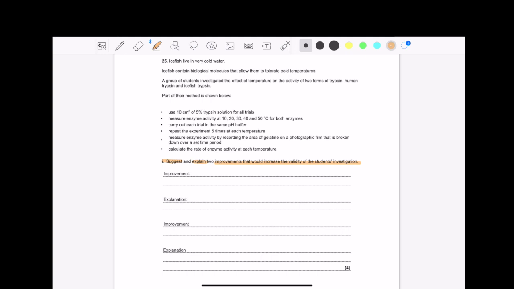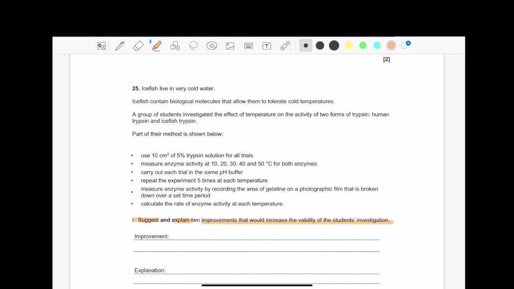There are other things like control groups. If the experiment never had a control group or never mentioned one, say it. That's an improvement, right? Because you need something to compare it with the thing you're changing, or else how do you know whether it's changing or not? So there's all those different things you must think about.